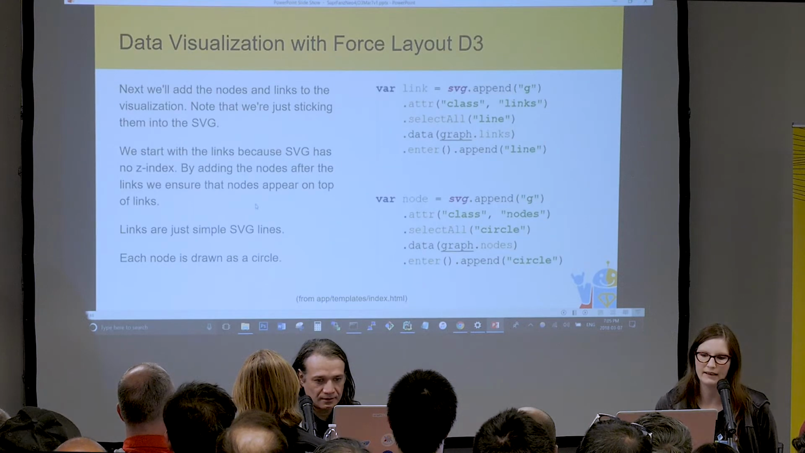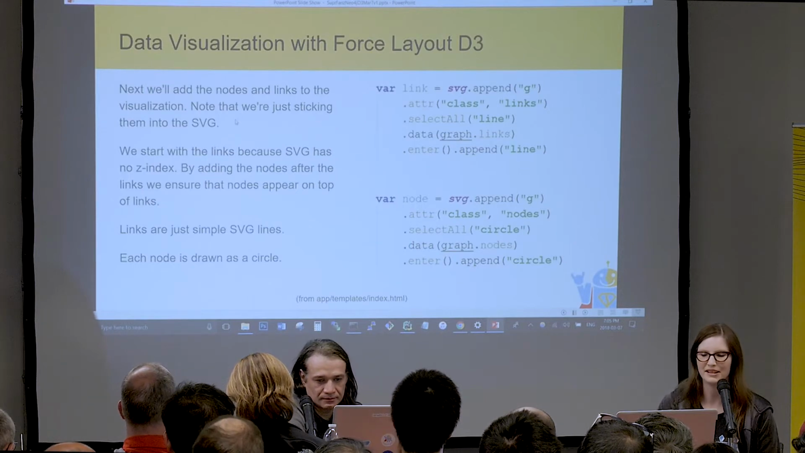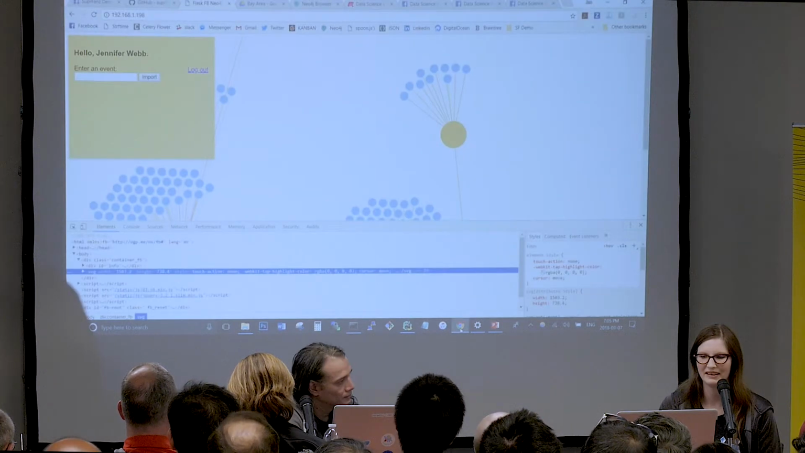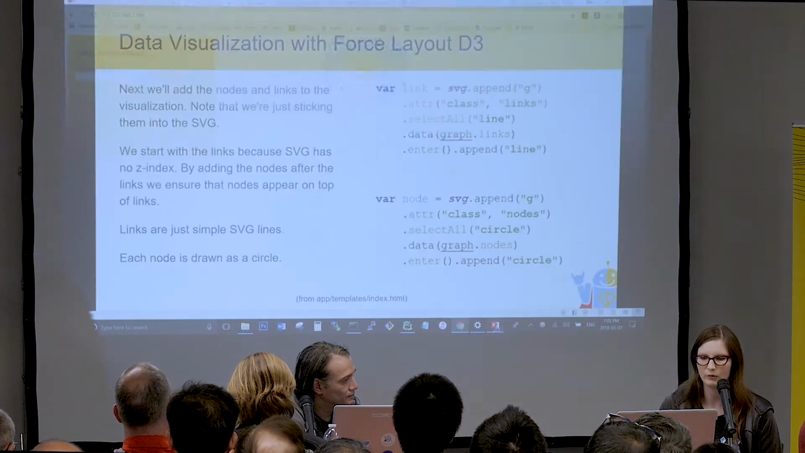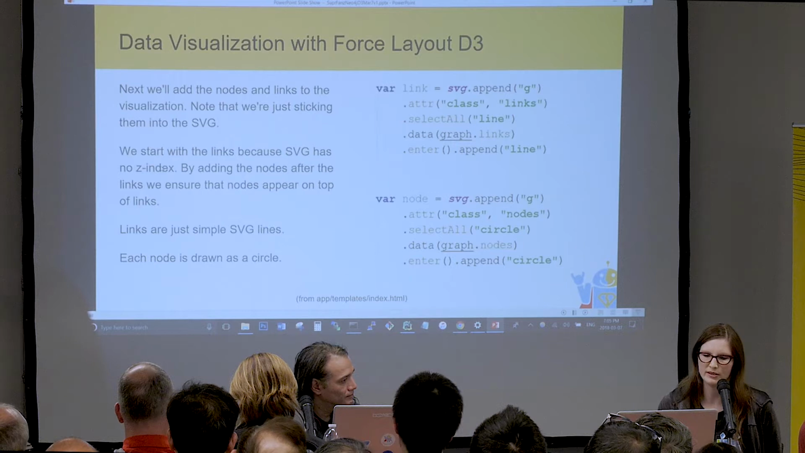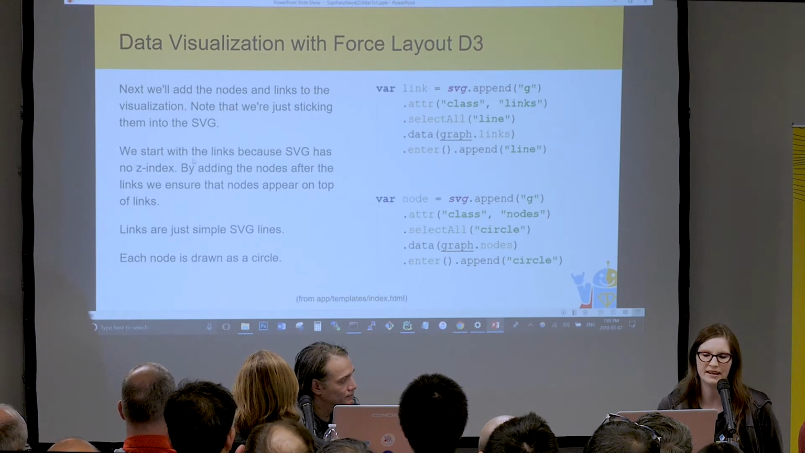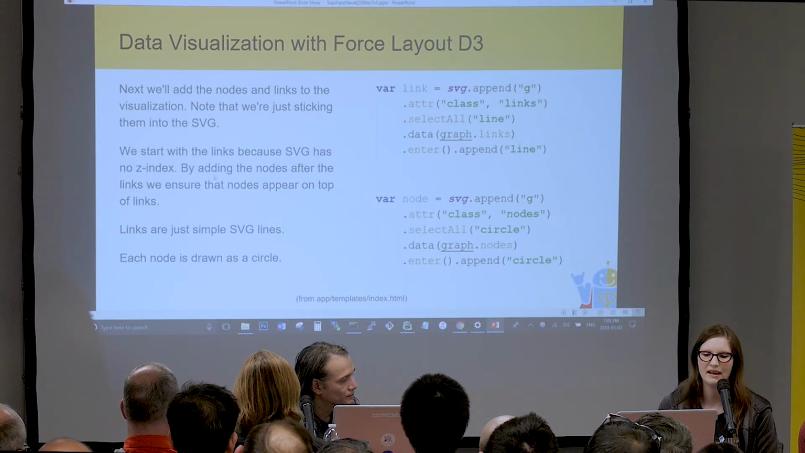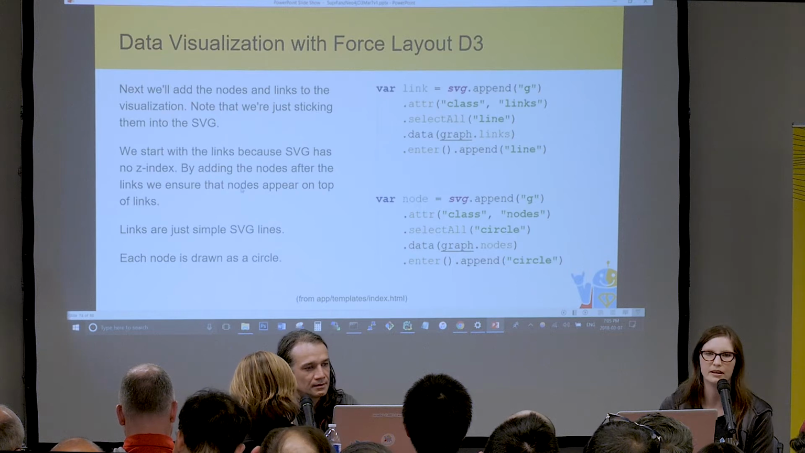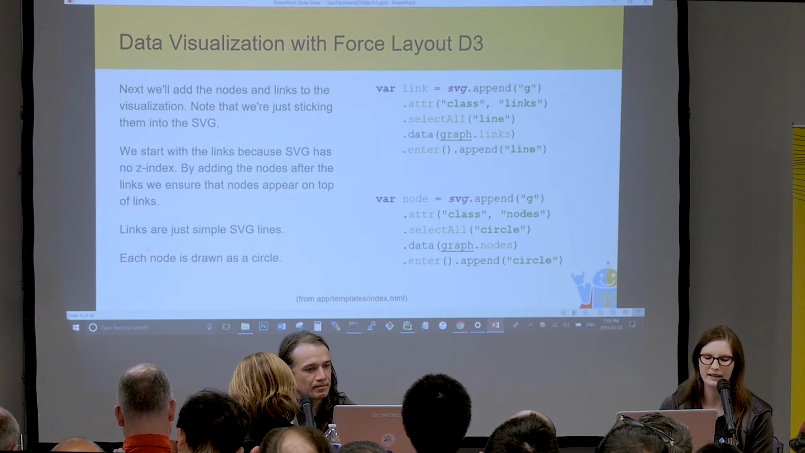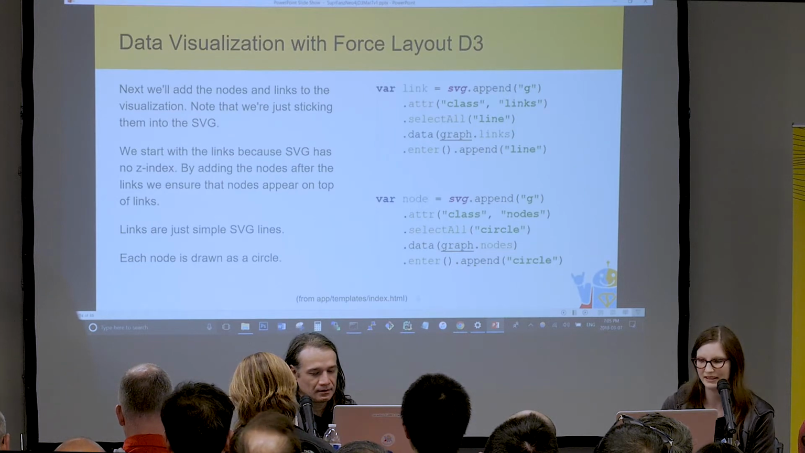And next, we add the nodes and links to the visualization, bubbles and sticks, as we like to call it. We start with the links because SVG doesn't have a Z index. So by adding the nodes after the links, we make sure that the nodes are going to appear on top of the links. And links are just the sticks, and nodes are just the bubbles.